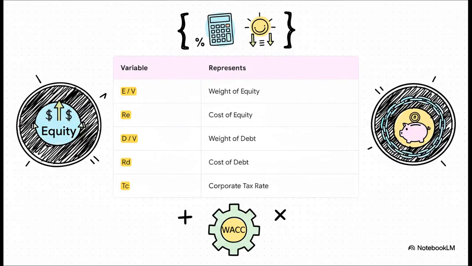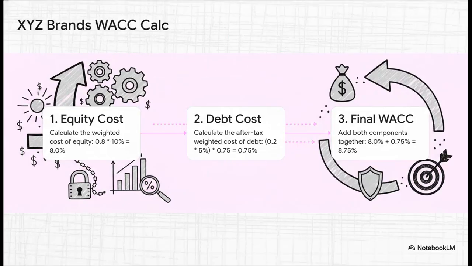And there it is, the whole shebang. You can see the two halves of the equation right there. You've got the weighted cost of equity plus the weighted, and this is key, after-tax cost of debt. It's the complete picture. All right, let's make this real with a quick example. Say we have XYZ brands. It's funded 80% by equity and 20% by debt. Its cost of equity is 10%, its cost of debt is 5%, and they pay a 25% tax rate.